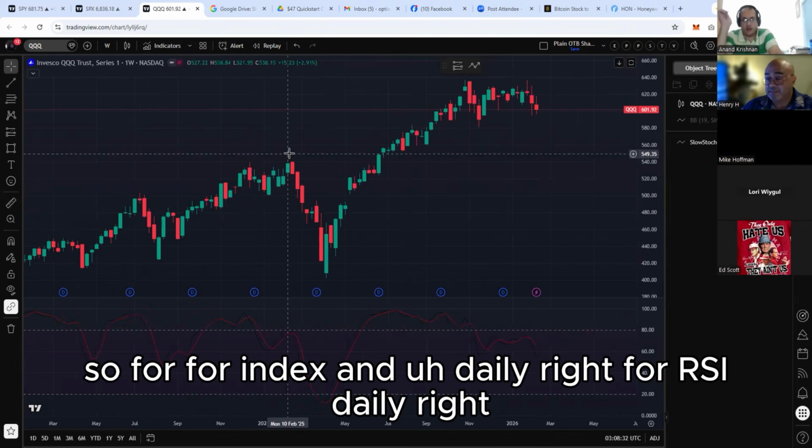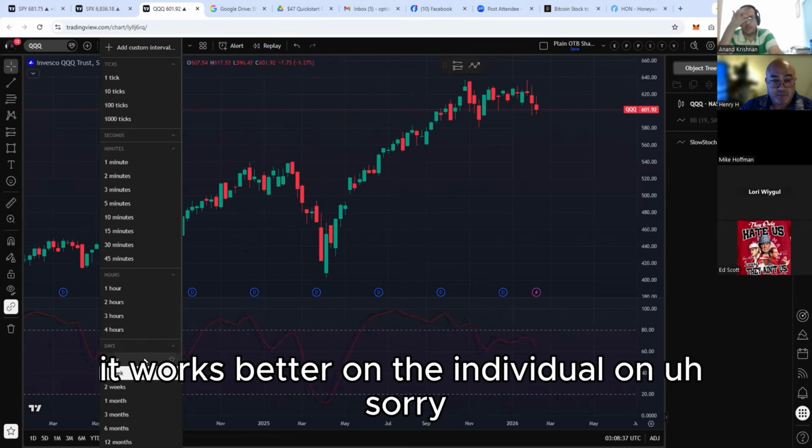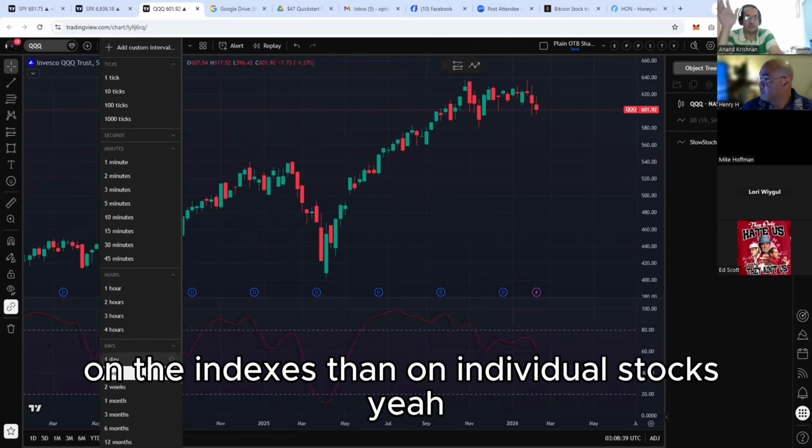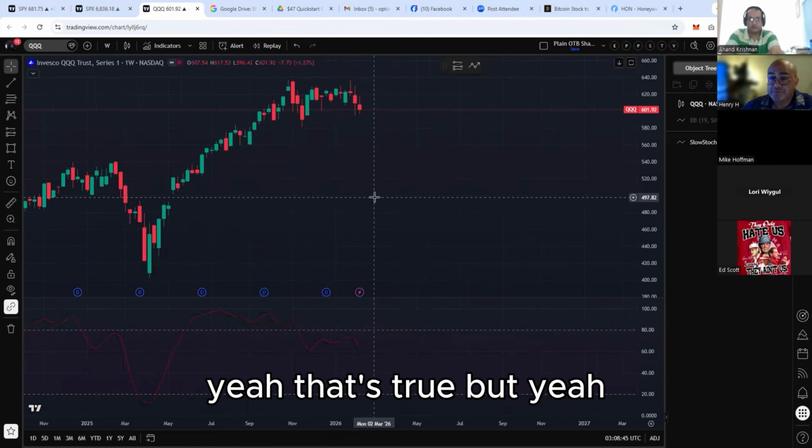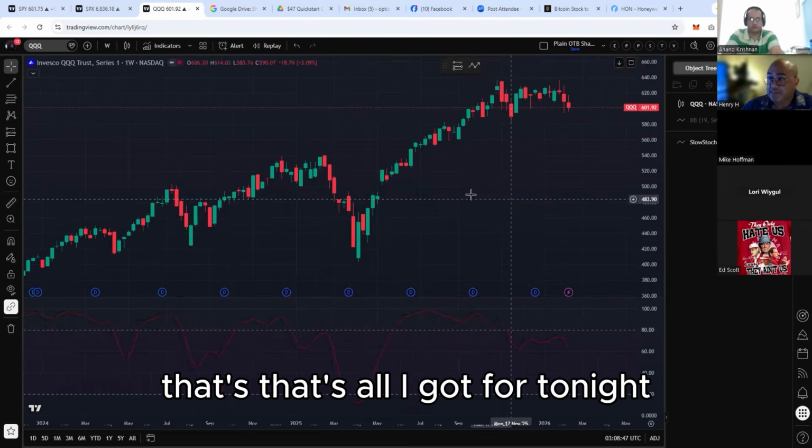For RSI on the daily, it works better on the indexes than on individual stocks. Yeah, that's true. But that's all I got for tonight.